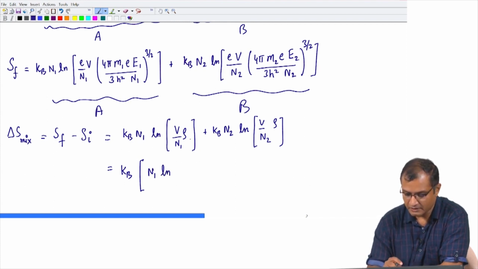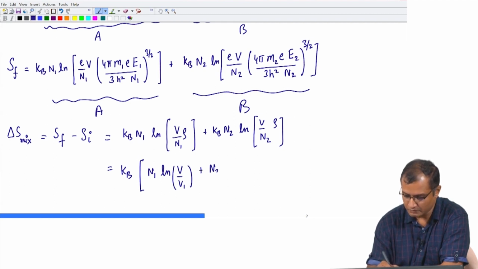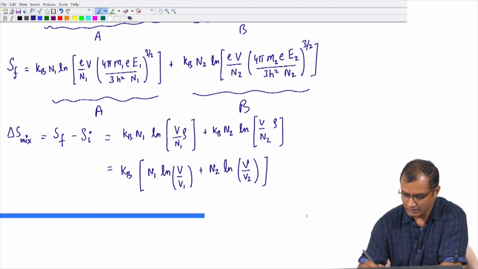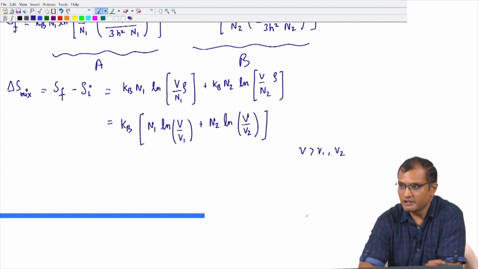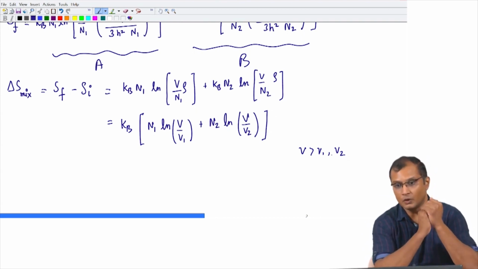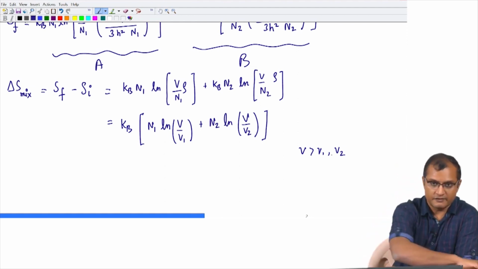ln, see, rho is already n1 by v1. So, this becomes v by v1 plus n2 ln v by v2. And as you can tell that v is greater than v1 and v2, v over v1 is a number greater than 1, which means logarithm of v over v1 and v over v2 is greater than 0. So, SF minus SI is a positive quantity.